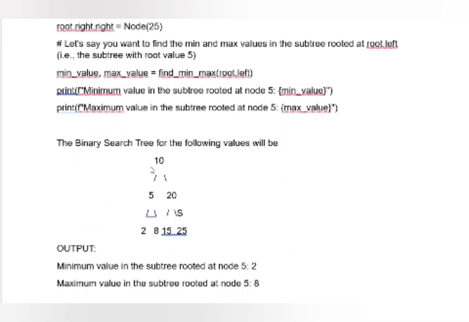That's what we have taken, root value as 10. In the left subtree the child of 10 will be 5 and the children of 5 are 2 and 8. In the right subtree the child of 10 will be 20 and the children of 20 are 15 and 25.